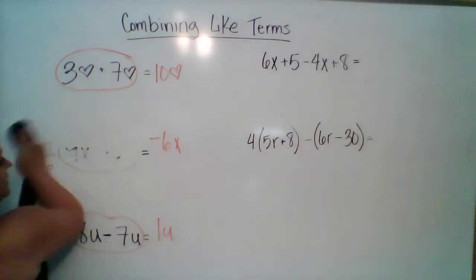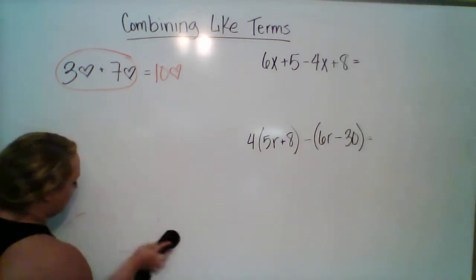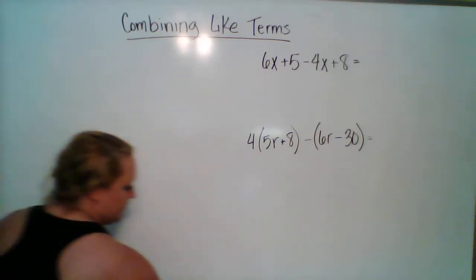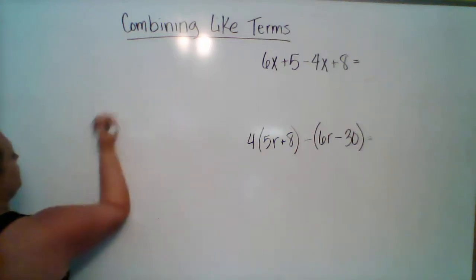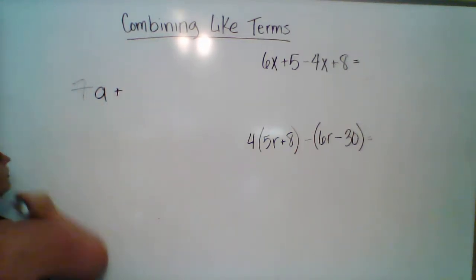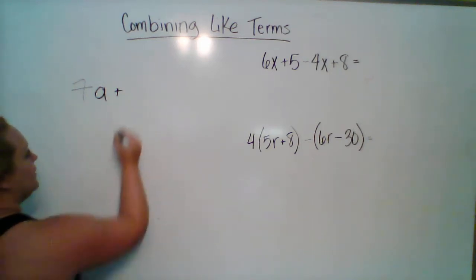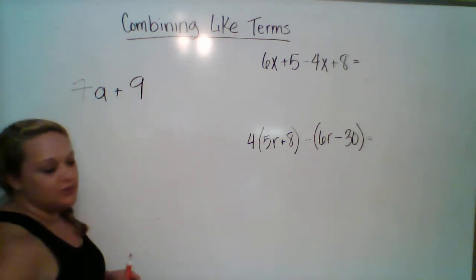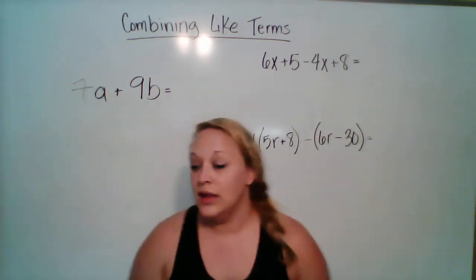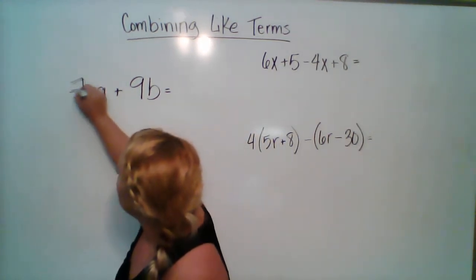If I do this, Annabella, give me a number. Small 7. 7. Give me a letter. A. Plus, give me a new number. 9. Give me a new letter. B. Okay. Now here, if you notice, some of y'all would be like, oh, I can add those numbers.